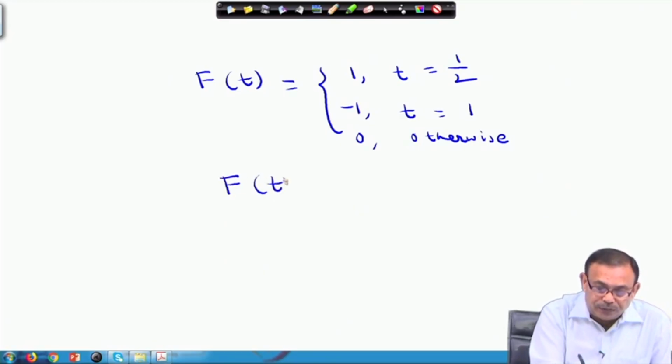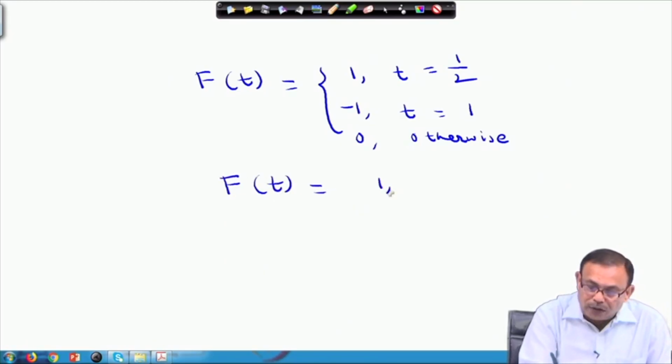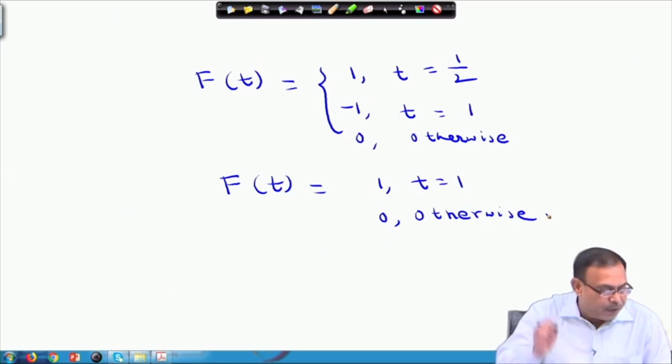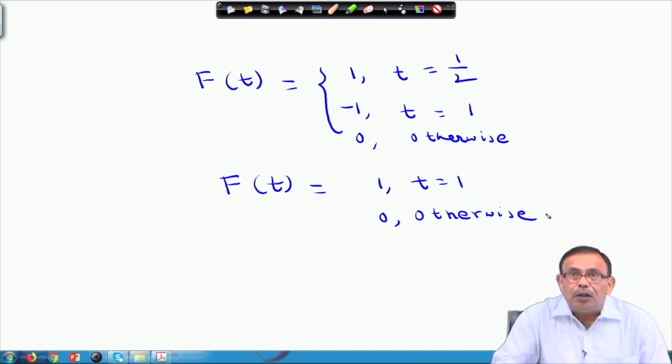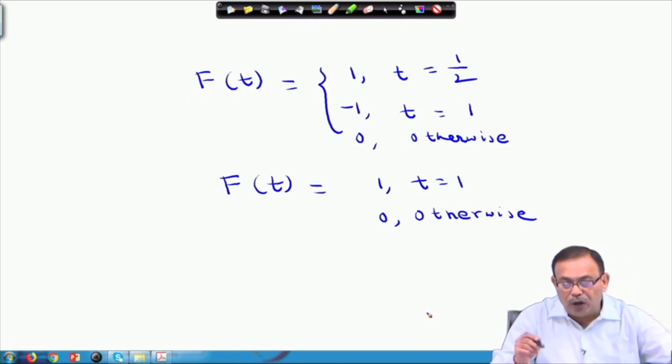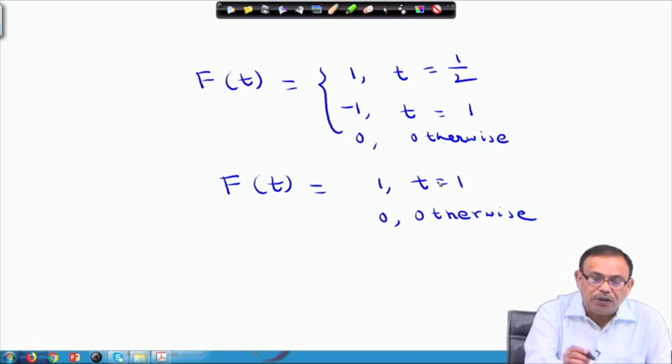Consider this function f(t) equals 1 when t equals 1 and it is 0 otherwise. Will it be a null function? It is 1 at t equals 1, only at one point. So, the integral from 0 to t of this function is 0, so it is a null function. From 1 to 1, whenever it is there, the value will be 0.